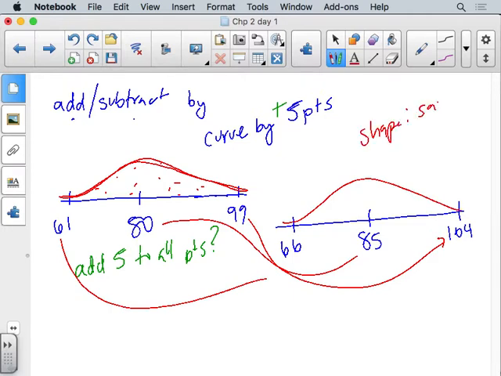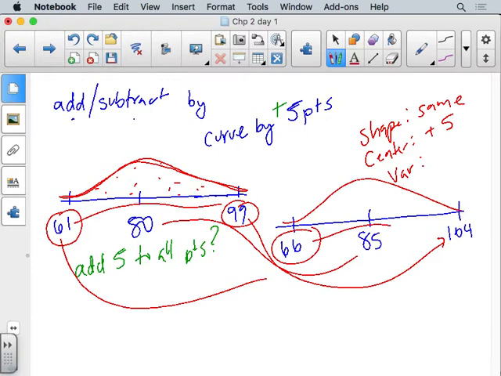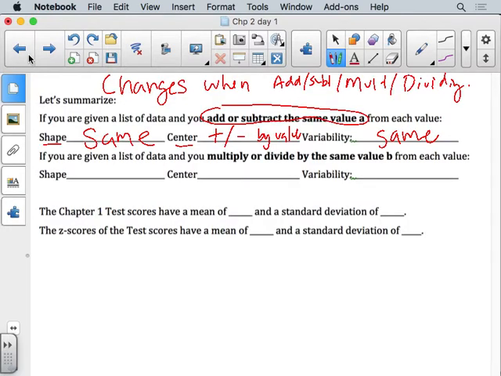They would all just get bigger by 5, so the shape would stay the same. The center would go up by 5, and what happens to the variability, the spread? Well, the spread of our data was from 61 to 99, and now it's from 66 to 104. It stayed the same. So that would be if I curved your test by 5 points. That's an example of what I'm talking about here. Same, plus and minus, same.